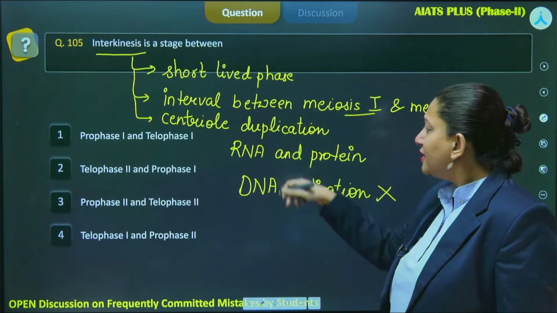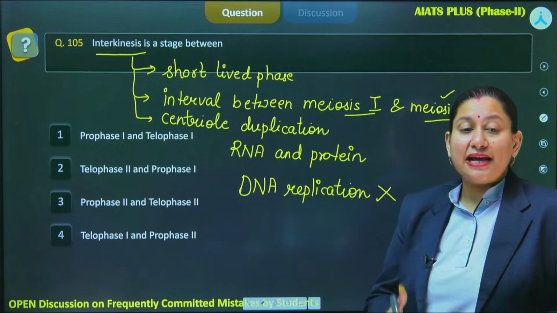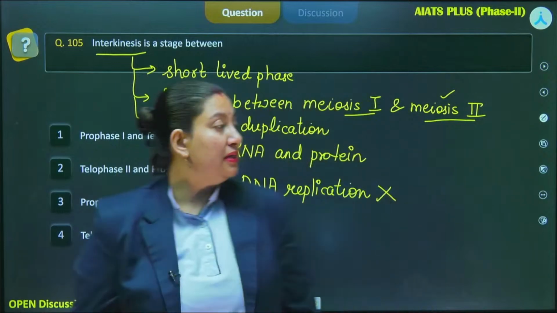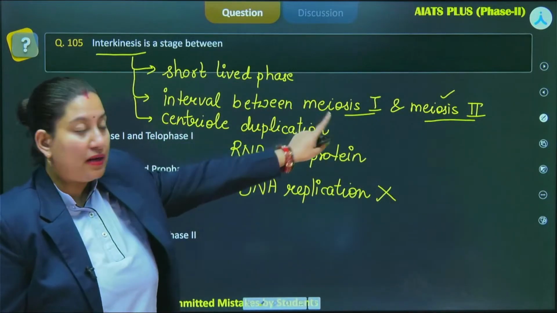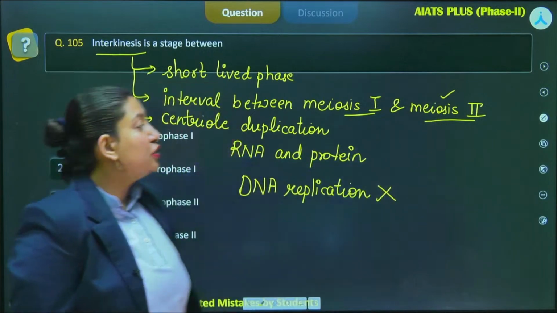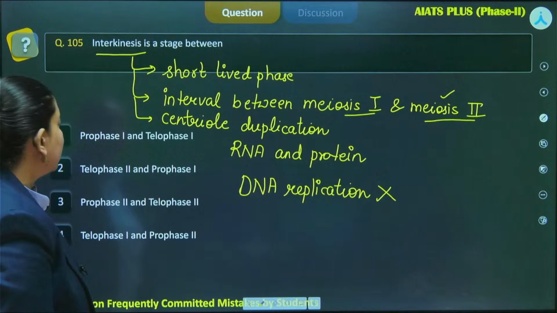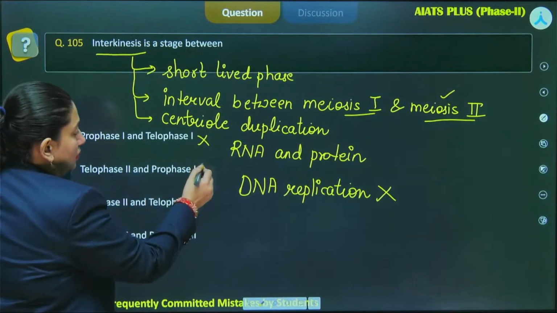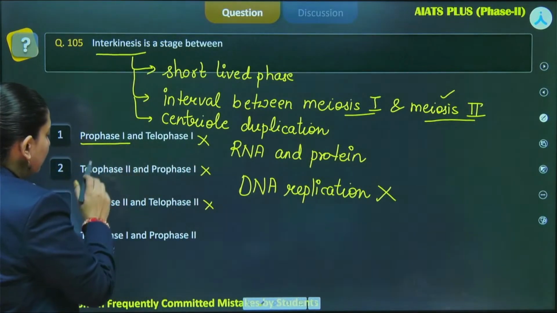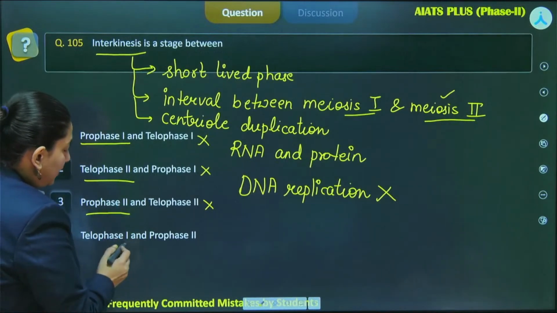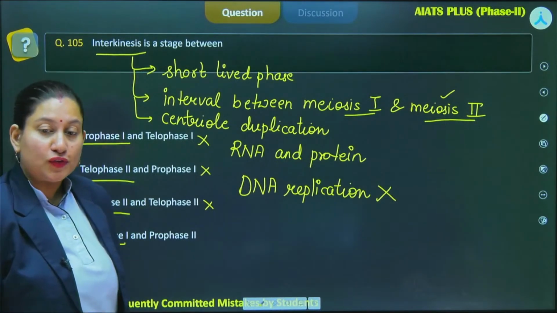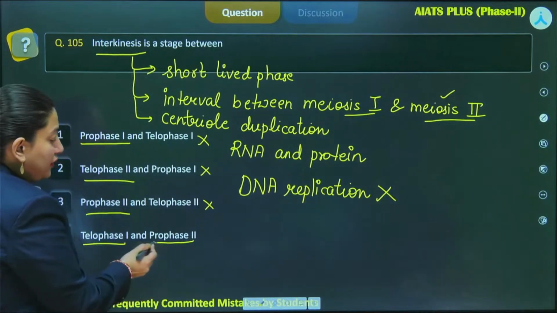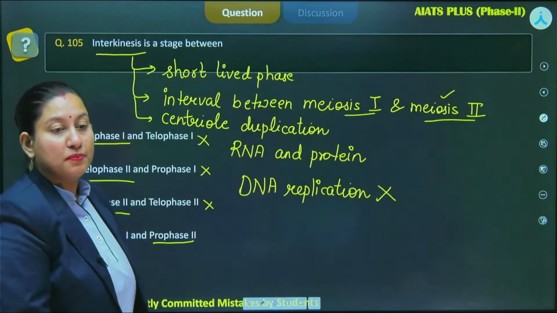So these are the events that occur during interkinesis, and as I have specifically mentioned that it is an interval between meiosis 1 and meiosis 2, so we have to see the last phase of meiosis 1 and the first phase of meiosis 2. So the last phase of meiosis 1 is going to be telophase 1, right? So in these particular options, we could rule out all these three, because this is representing prophase 1, telophase 2, prophase 2. This is the only option that is depicting the last phase of meiosis 1, that is telophase 1. And the first phase of meiosis 2, that's going to be prophase 2. So the correct answer is going to be option number 4, right?